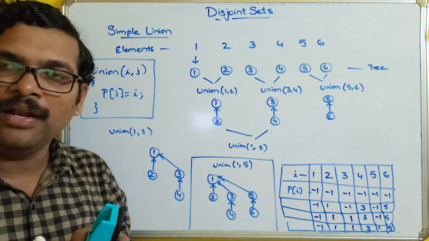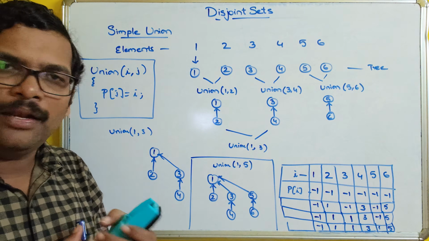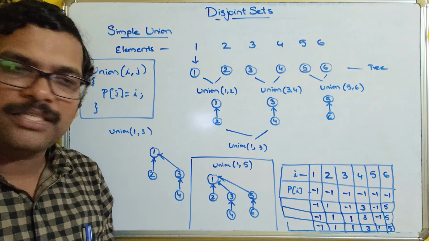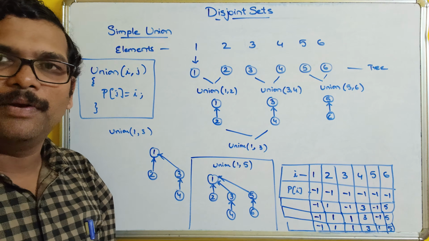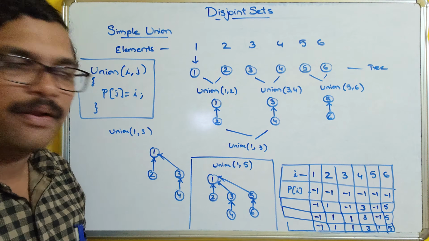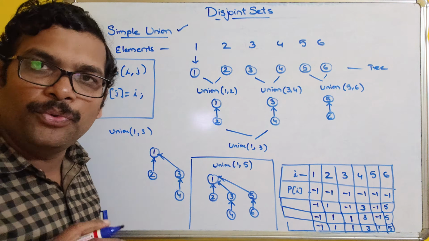That's called a union. And after every union operation, we have to update the parent table. So this is how we can perform this simple union.